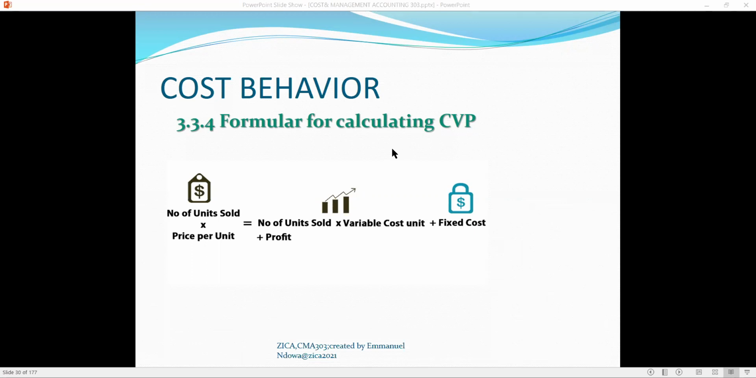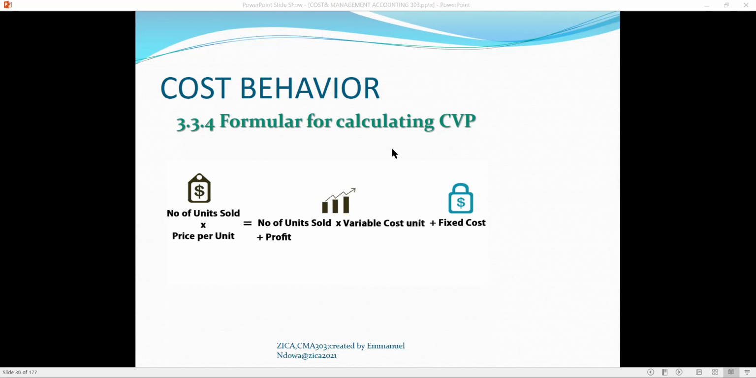So in having that total revenue now, we can equalize our formula. The number of units sold multiplied by the variable cost per unit, you can then come up with the total variable costs. If you say the number of units sold multiplied by the variable cost per unit, that's when we come up with our total variable costs.